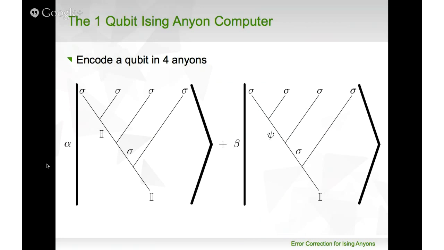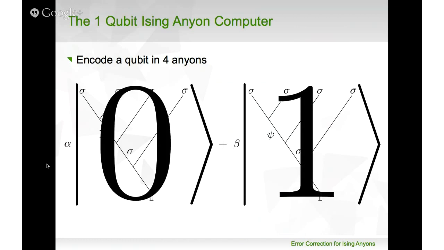And it has two basis states, which are labeled by these trees, and I can put complex amplitudes in front of them. Nobody ever draws kets around these things in practice, but I think it's an illustrative thing to do. So these are our 0 and our 1, these diagrams.